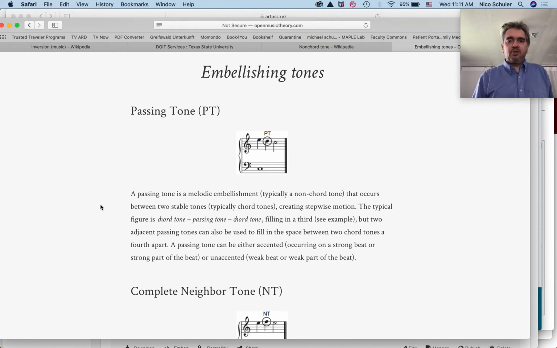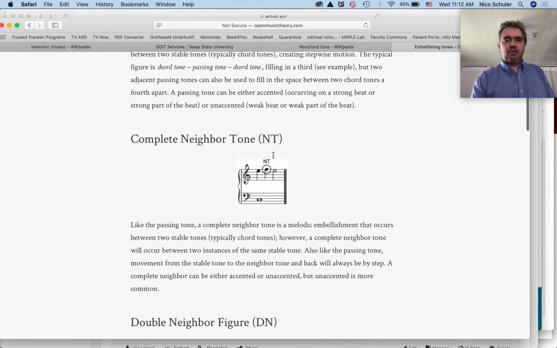So what are embellishing tones? Embellishing tones are notes or tones that don't fit into the harmony, the main harmony that is sounding at that time. The most common one is the passing tone. In this case, we have a C chord, and the D does not fit into it. There is a passing motion in the same direction, so this is a passing tone.